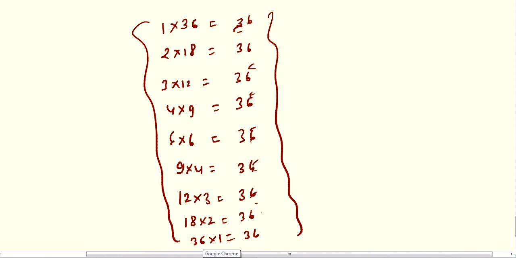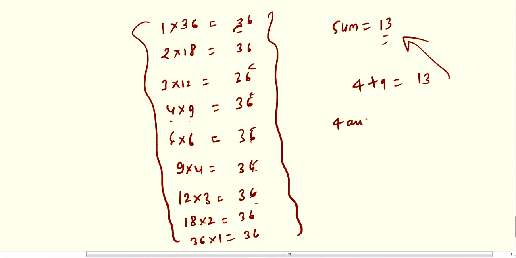Now we have to find a pair from that whose sum is 13. So if we add 1 and 36, we will not get 13. But what if we add 4 and 9? Simply, if we add 4 and 9, we get exactly 13. So 4 and 9 are the numbers, from which we are getting product 36 and sum 13. Clear?